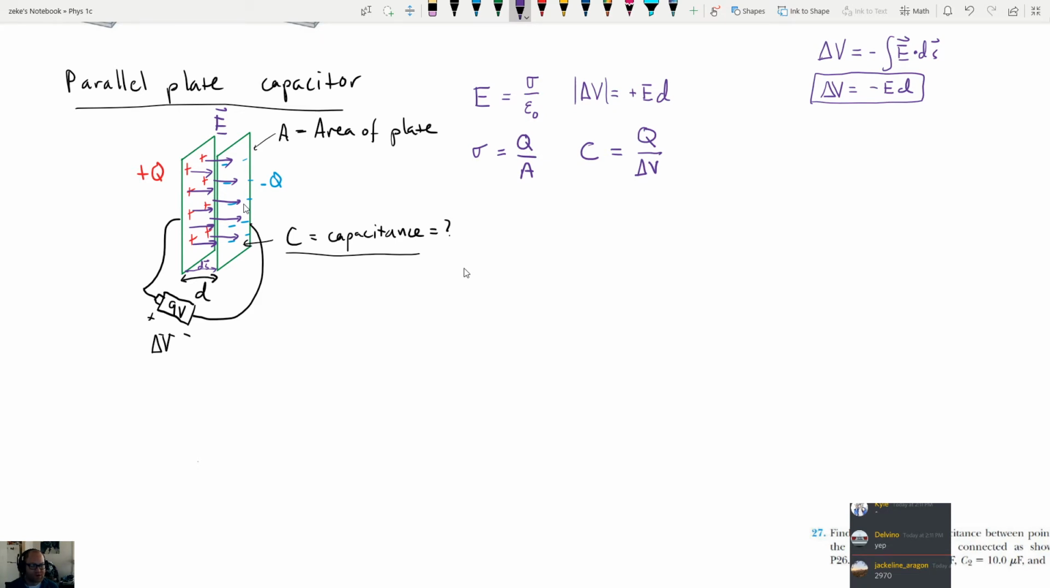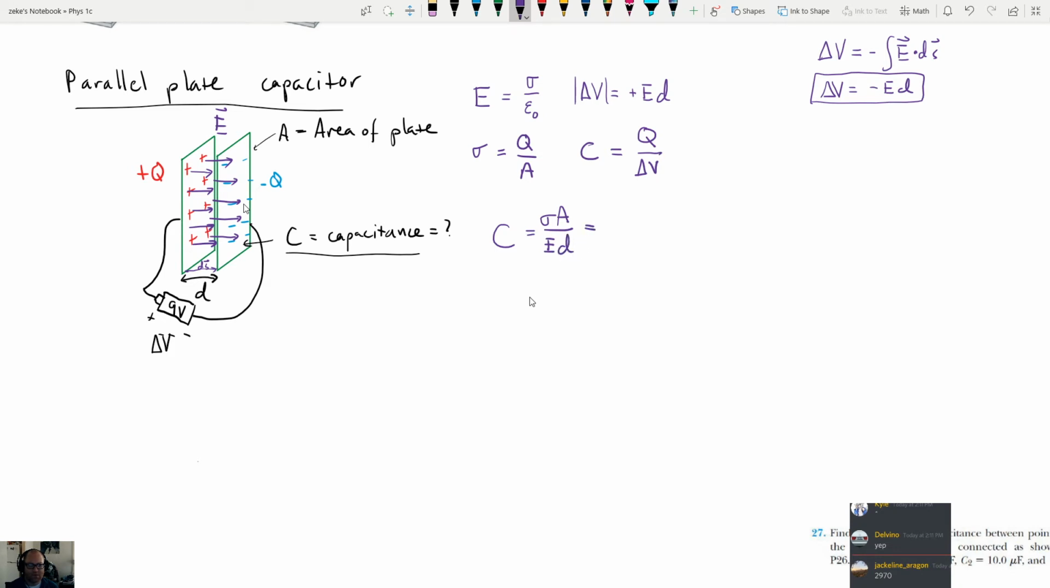So now we're just going to put all this stuff together, and our goal is to come up with an expression for capacitance. You can probably do this yourself if you want to. For Q, we replace Q with sigma times A. Delta V we replace with E times D.